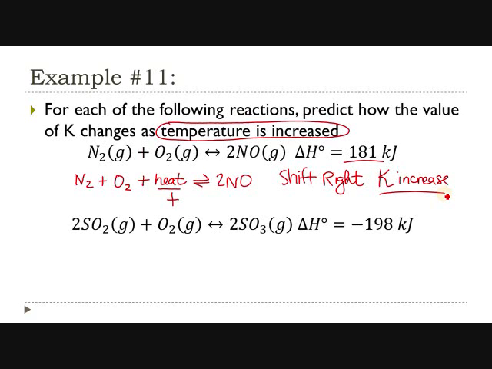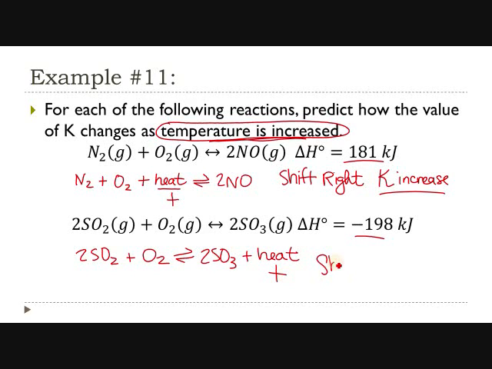Okay, now for the exothermic reaction, negative 198 kilojoules released from this reaction, we are treating the heat as a product. And this time we're still increasing the temperature, so we're still adding heat on the product side. So this time we're going to shift left because the heat is on the product side and we're adding it there. And since we're shifting left, what happens to K? It decreases.